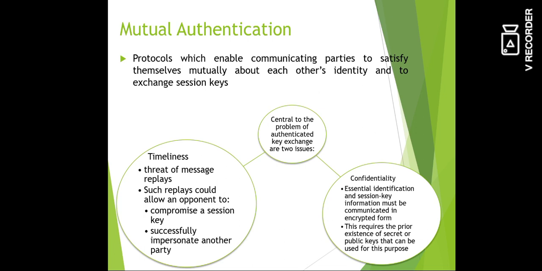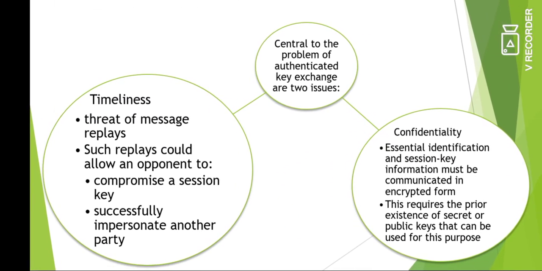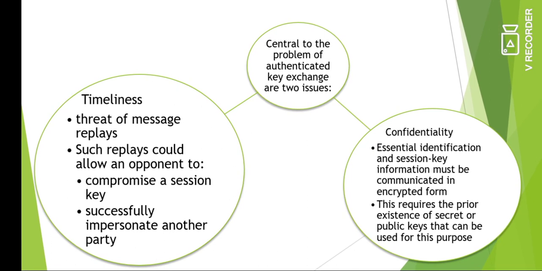We have two types of authentication: mutual authentication and one-way authentication. As the name implies, in mutual authentication both communicating parties must satisfy themselves mutually about each other's identity, and exchange the session keys. Here we face two problems: timeliness and confidentiality. Timeliness involves replay threats, and with the help of a replay threat, the opponent can compromise the session key or successfully impersonate another party.